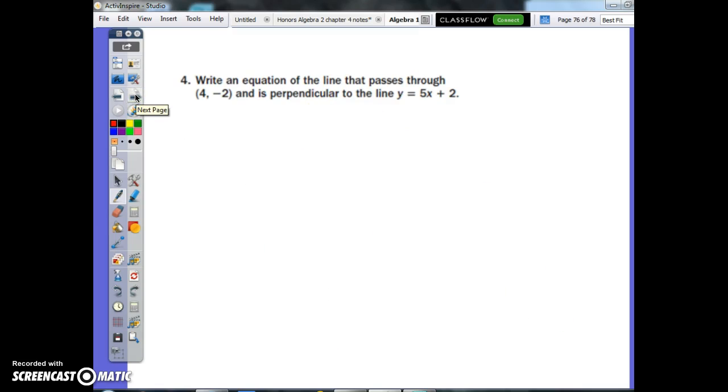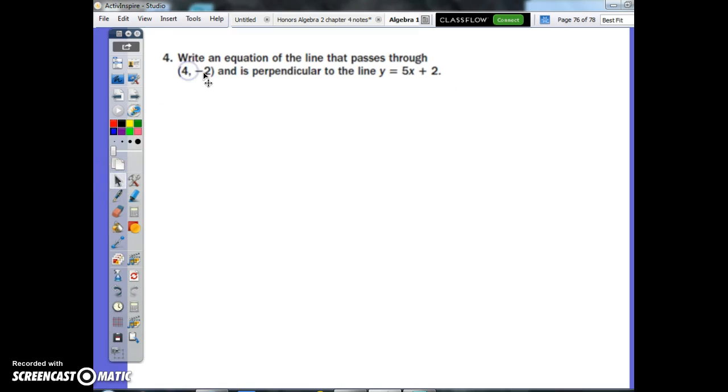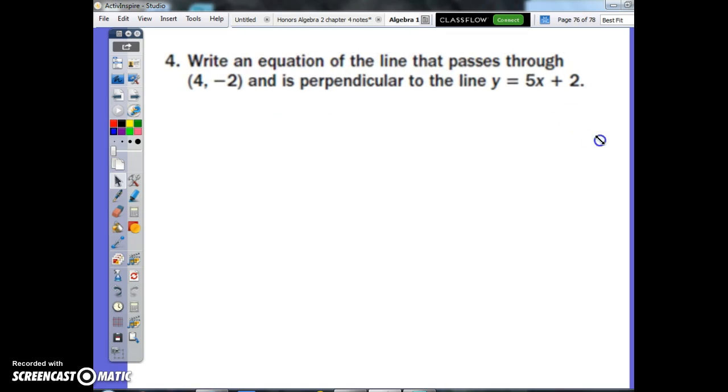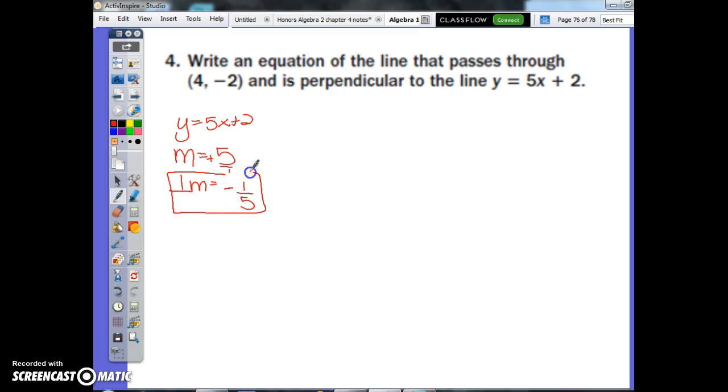All right, write an equation of the line that passes through the point 4, -2 and is perpendicular to the line of y equals 5x plus 2. So you start with y equals 5x plus 2. You say the slope is what? The slope is 5. My perpendicular slope, put this over 1. You have to flip it, which would be 1/5. And if this is positive, this is negative. You have to change the sign. This is the slope we're going to use, and the point we're going to use is 4, -2.